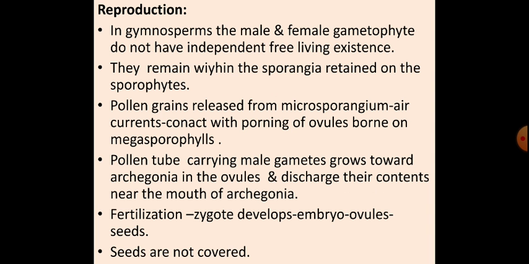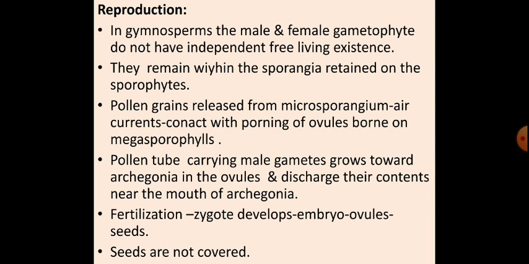That embryo will develop into ovules, and that ovules will develop into seeds. And these seeds are not covered. Understood? When male gamete and female gamete come in contact with each other, fertilization takes place. They develop into zygote. Zygote develops into embryo, and ovules develop into seed.